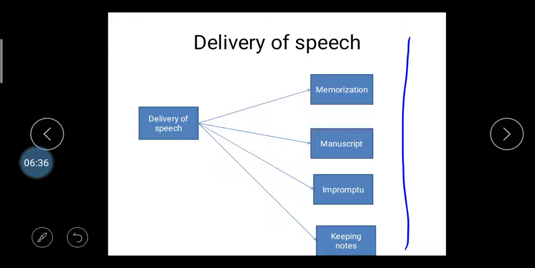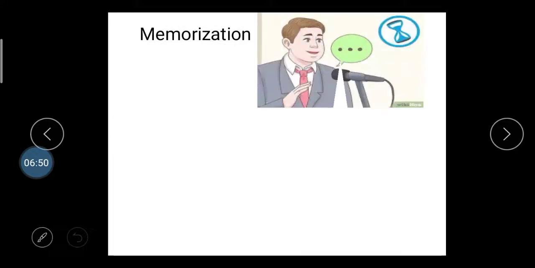In the next slide I will discuss these four in detail, along with the advantages and disadvantages of these methods. First of all is memorization. From the image you can get the idea that whenever a person gives a speech from memory, meaning they memorize the overall information and then give the speech to the public, it is simply called memorization.